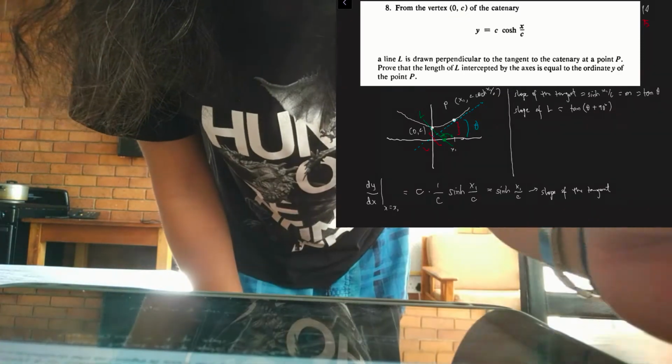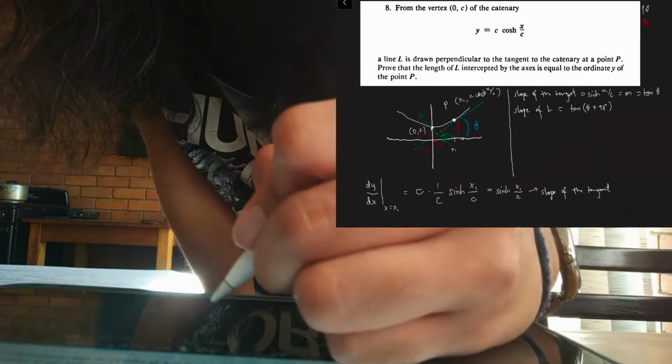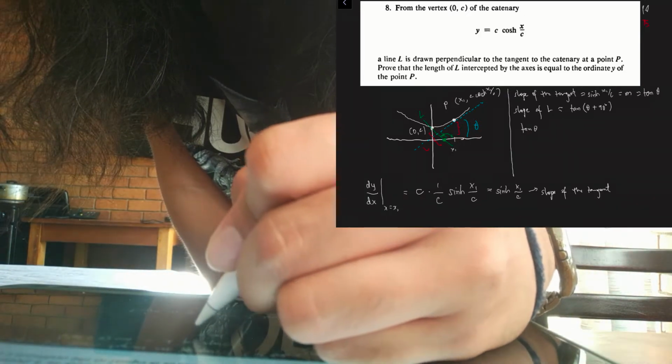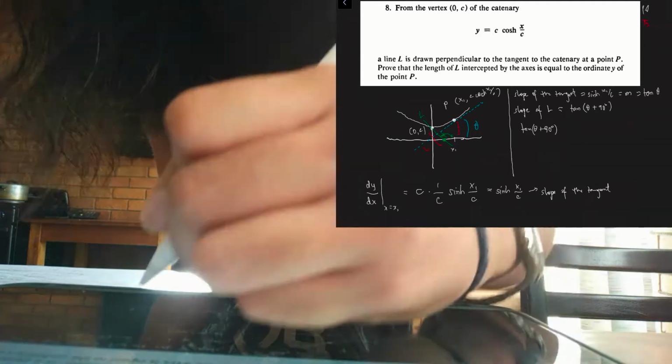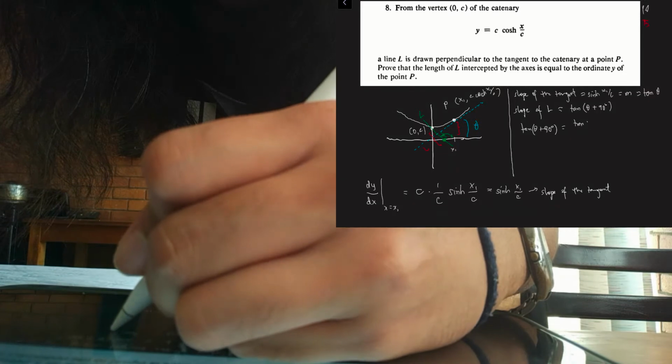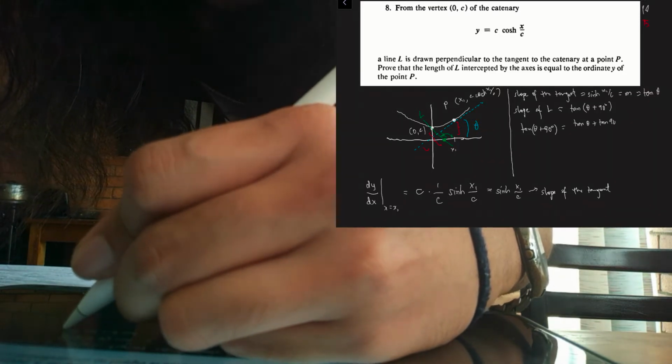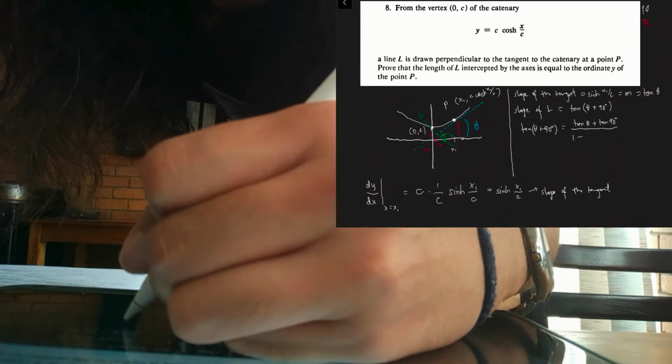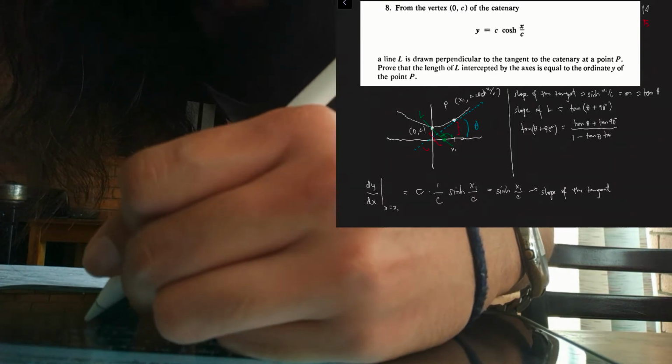All right, so now what do we do? We can actually apply the summation formula for tangent. So this is equal to tan theta plus tan 90 degrees over 1 minus tan theta tan 90 degrees.